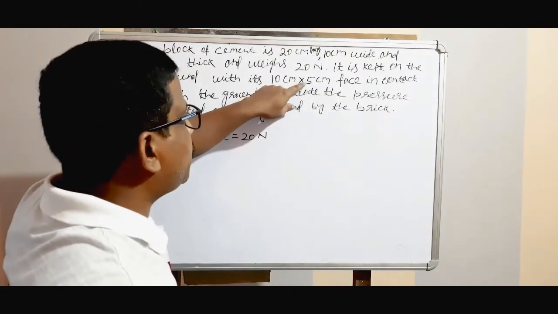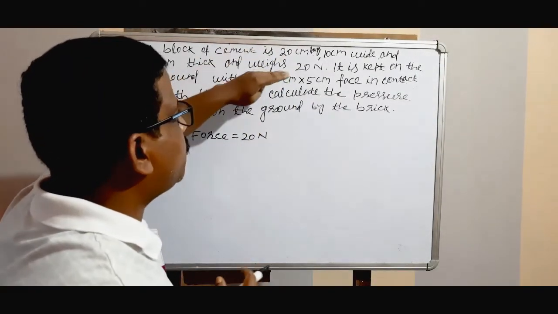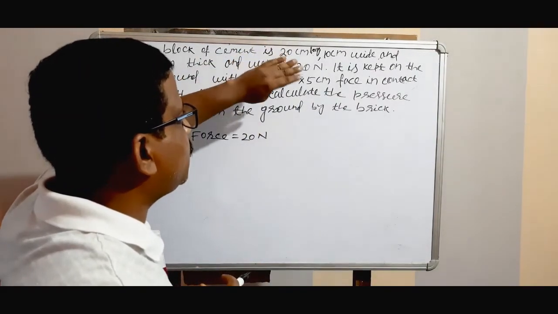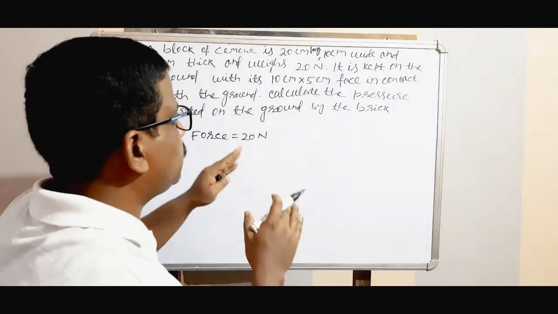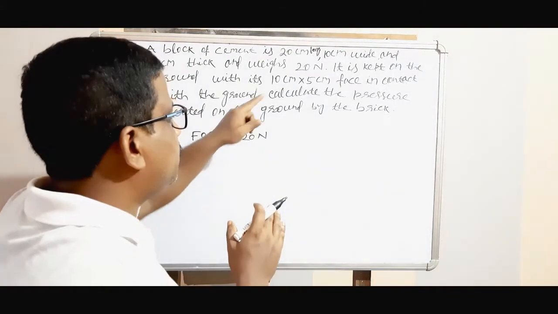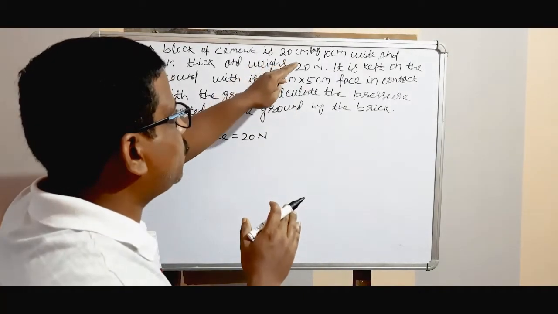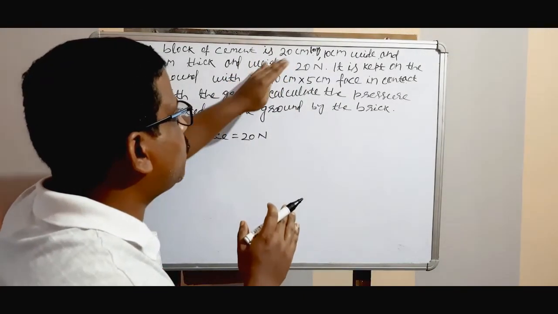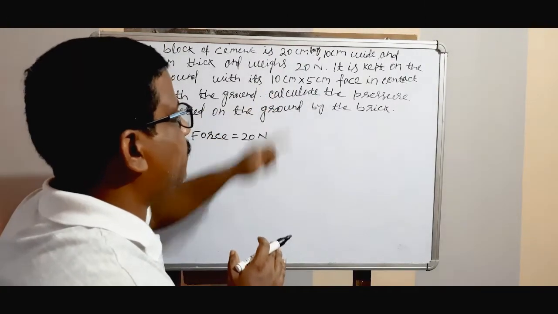Now which area is in contact with the surface or ground? 10 centimeter into 5 centimeter. That face, the total face we do not have to take. Here the 20 centimeter length has no work. Only the face which is in contact with the ground, 10 centimeter into 5 centimeter. That means this is length, this is breadth. There is no meaning of the 20 centimeter long here. Which face is on the ground, that we have to take.